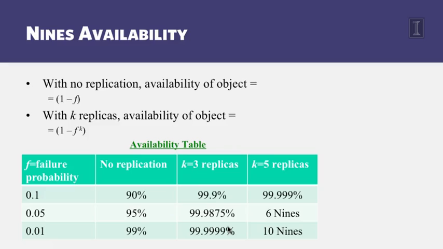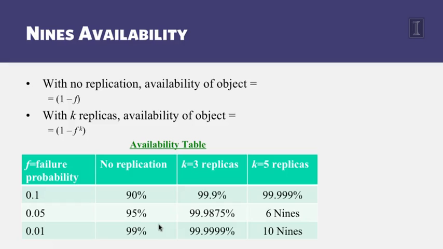And now, when you see nines of reliability being offered in an industry product or an industry service, now you know what exactly it means. They're actually talking about the availability percentages as we're talking about here. With a higher number of replicas, you get a much higher availability. So just compare, when you have f equals 0.1, when you have k equals 3 replicas, you have 3 nines of reliability. But when you have k equals 5 replicas, you have 5 nines of reliability.